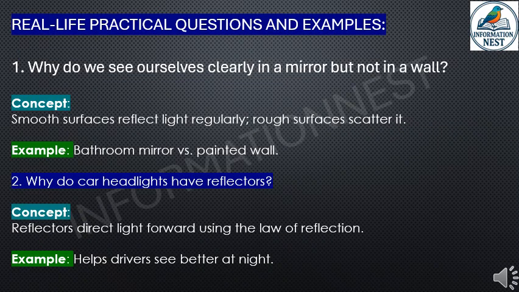Here are some real life practical questions and examples. Question number one, why do we see ourselves clearly in a mirror but not in a wall? Let's play spot the reflection. A mirror has a super smooth surface that reflects light in a neat and organized way, like a well behaved classroom. But a wall is rough and messy, it scatters light in all directions, so no clear image forms. So, next time you're brushing your hair, thank your bathroom mirror, not the wall.